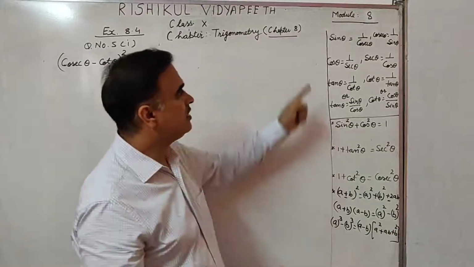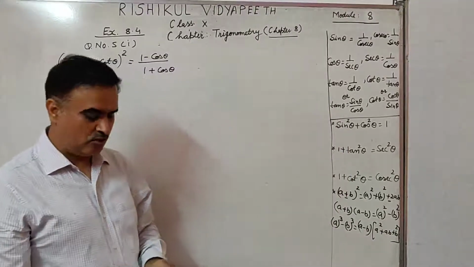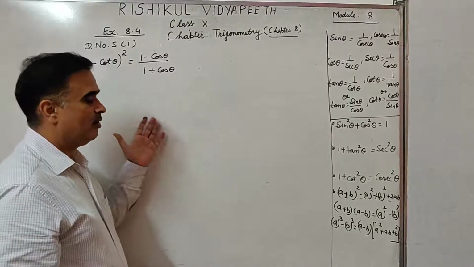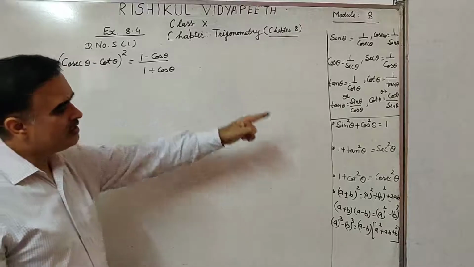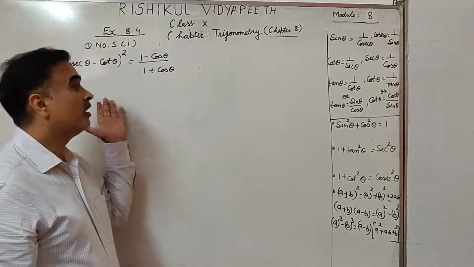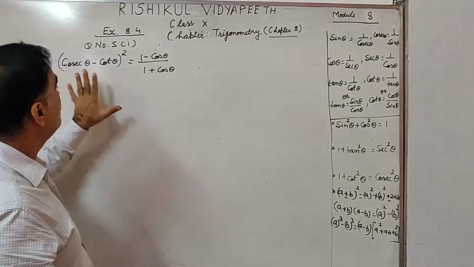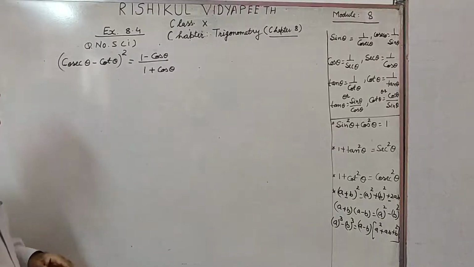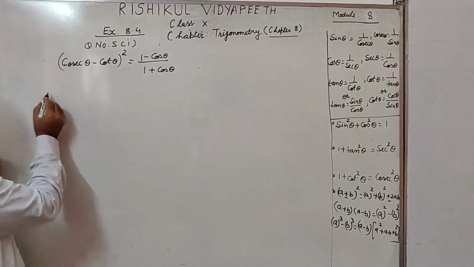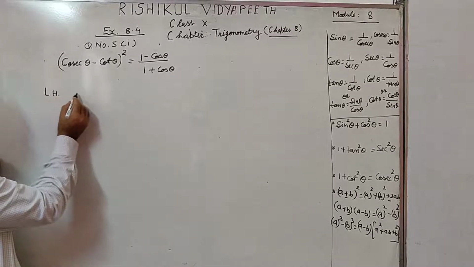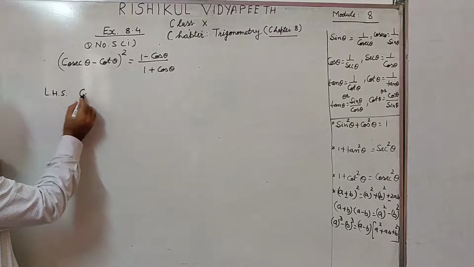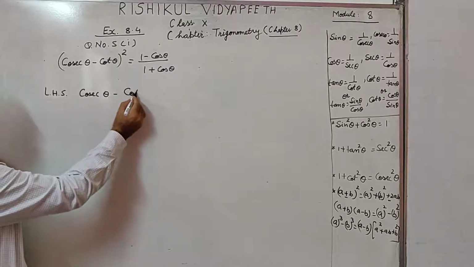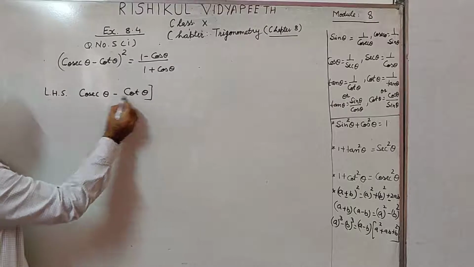So my dear students, these are some basics which you must know before starting this exercise, because we will use only these and you are able to get the proof of these identities, how we can prove it. So first of all, I am taking this first question. We take LHS. It is cosec theta minus cot theta whole square.